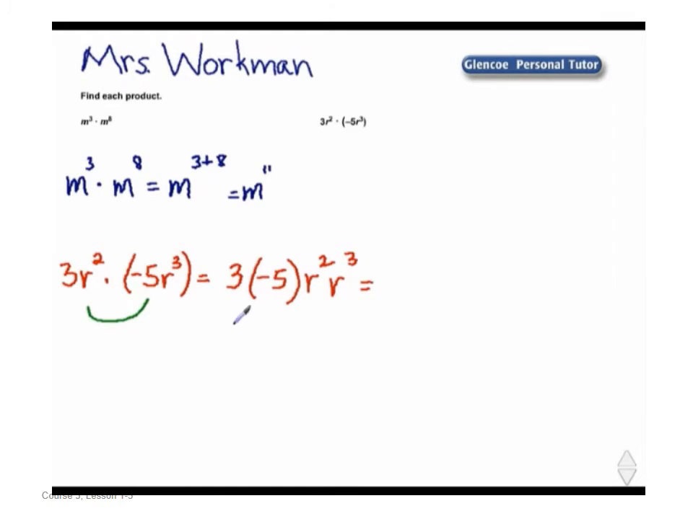Here are our constants. A positive 3 times a negative 5 is a negative 15. These two factors have the same base, so we're going to use the product of power rule again. And r squared times r cubed would be r to the 2 plus 3 power. Finally, the product would be negative 15 times r to the 5th power.